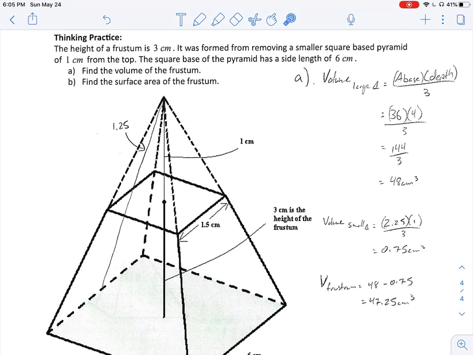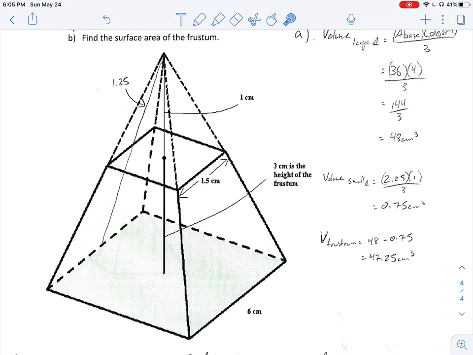And the last one we're going to talk about is more of a thinking question here. The height of a frustum is 3 centimeters. It was formed by removing the smaller square base pyramid of 1 centimeter from the top. The square base of the pyramid has a side length of 6 centimeters. Find the volume of the frustum, find the surface area of the frustum.